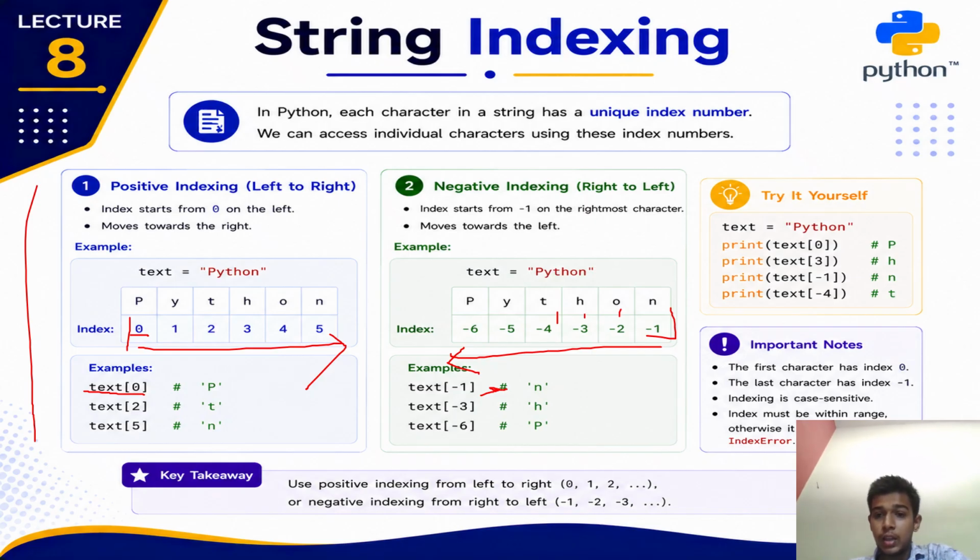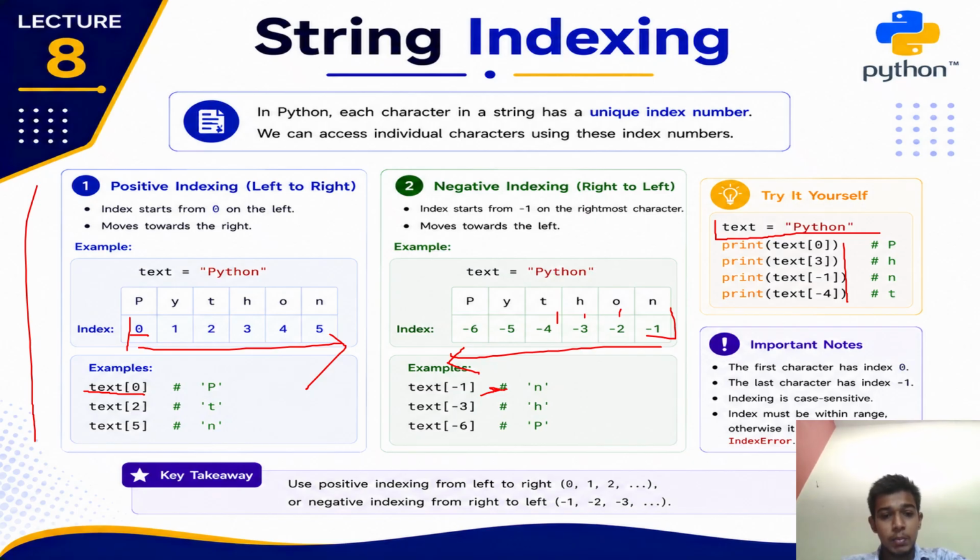Now, here is an example that you have to try yourself. The text is Python. You can change the text here or you can write your name here and then you have to solve this problem. Write your name instead of Python, then solve this. Look at the example. print(text[0]) gives P, text[3] gives H. Similarly, you have to do this with your name.